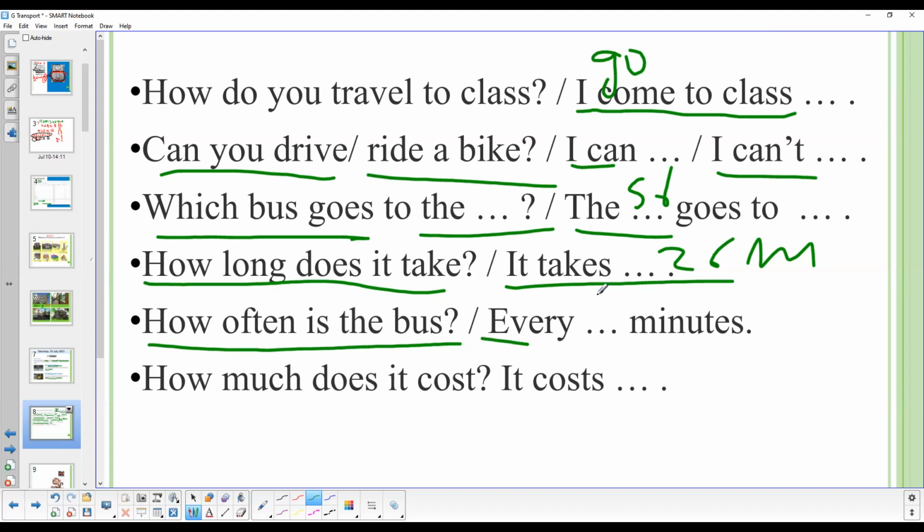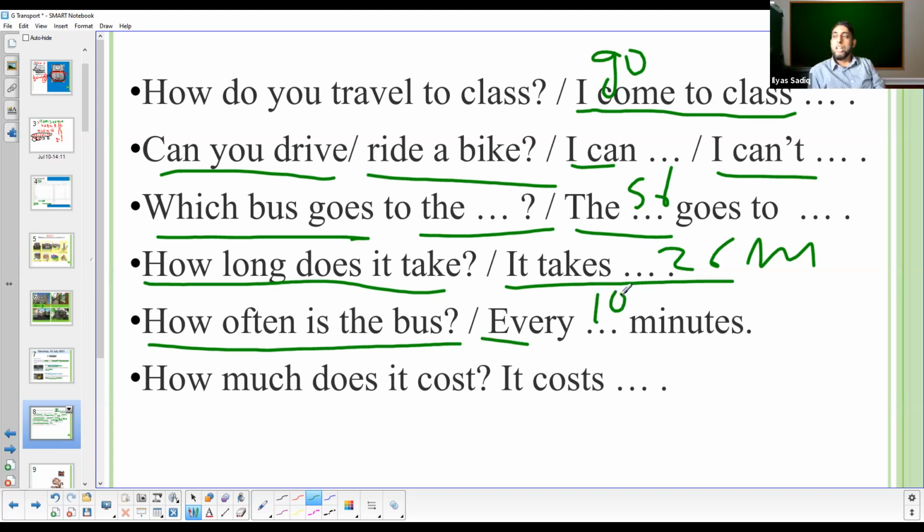Yeah, every 10 minutes. So how often is the bus? It means what's the time between each bus and the other one. How often in one hour, for example, maybe one bus comes every hour or one every 30 minutes, like that.